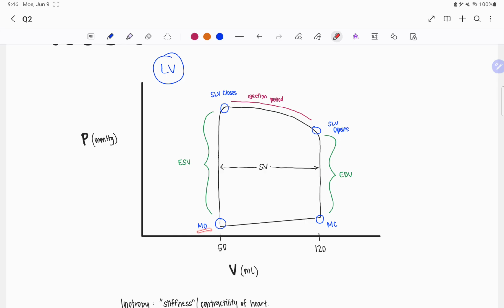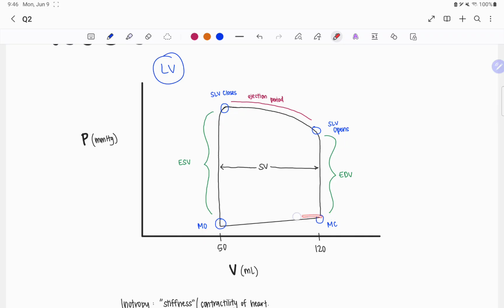So MO stands for mitral open. So the mitral valve between the left atrium and the left ventricle is open. So there's a filling of the ventricle right here. If you can see that, the volume is increasing and the pressure is slightly increasing here. So this is just passive filling of the ventricle. So at this point right here, the mitral valve is open.